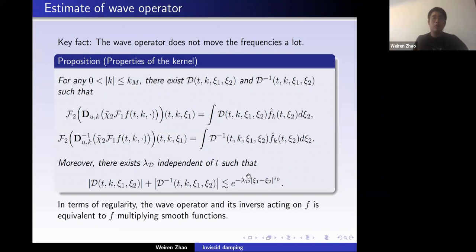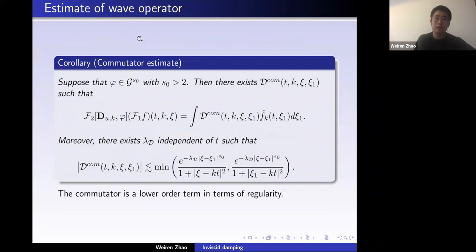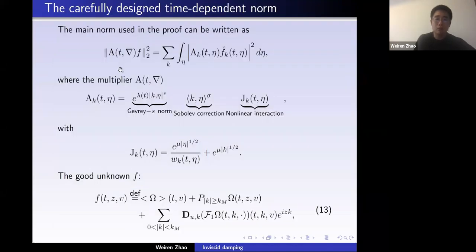The third one I would like to introduce is the time-dependent norm, which is A. A has three parts. The first part is the Gevrey norm. And also we have some Sobolev correction. And this J term is due to the nonlinear interaction.